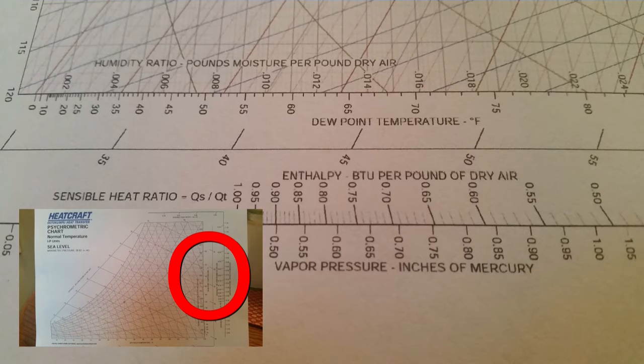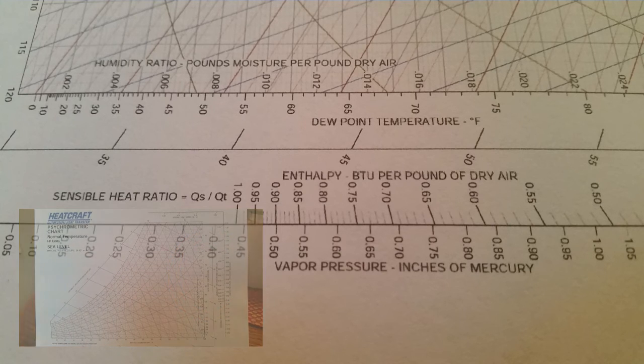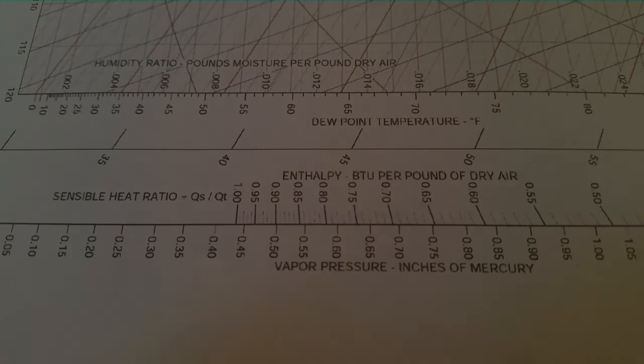Vapor pressure is the water vapor pressure in the air. We'll use that when we calculate the actual CFM. Humidity ratio is how much water is contained in the air. You can find out how much water has been taken out of the air when we draw our process lines on the chart. But we'll get into all those, just have a basic understanding of what each one means.